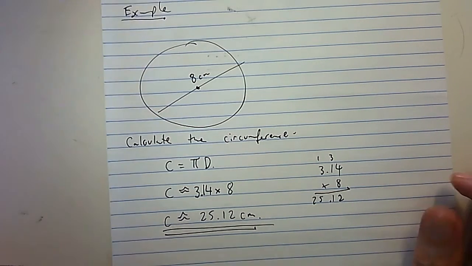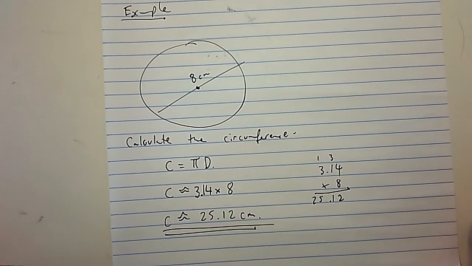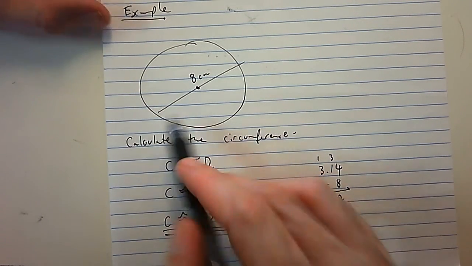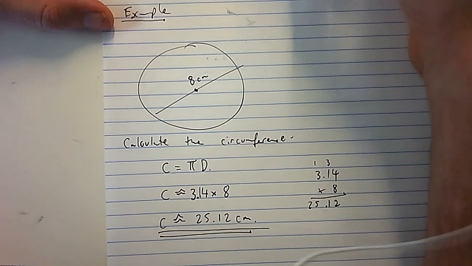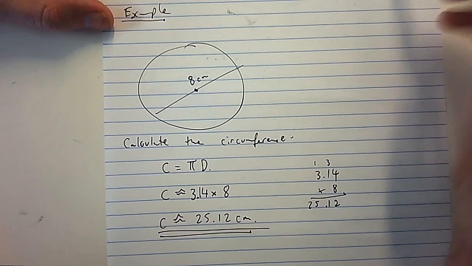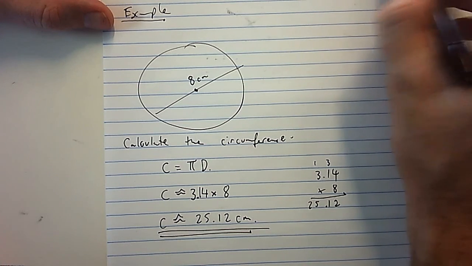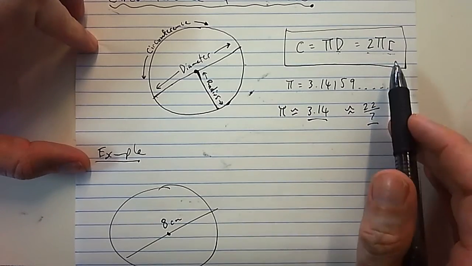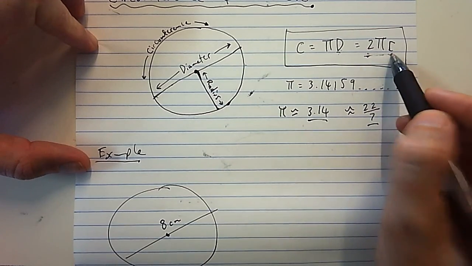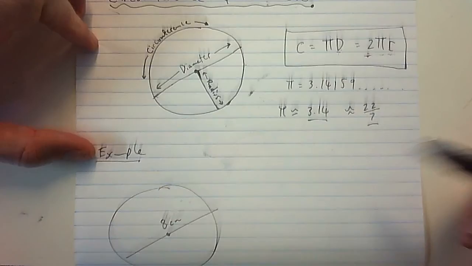That's it. And if we had to do one with the radius, then you could just double the radius to get the diameter because the radius is half the distance of the diameter. Or you could use this formula, circumference is equal to 2 pi times r, which is here. Circumference is equal to 2 pi times r. Hope that helps.